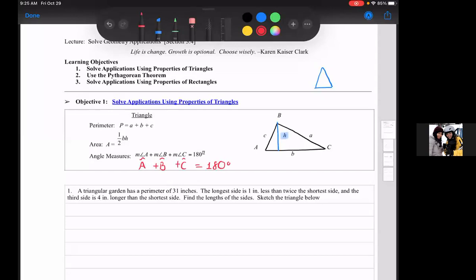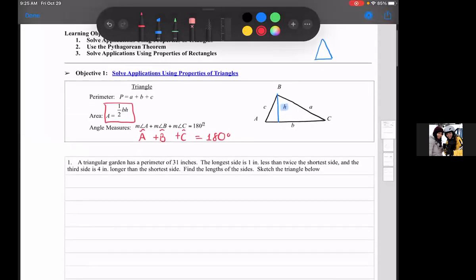So far, so good. The area is 1/2 base times height. This is the area, 1/2 base times height. We talked about this, right? Remember, a few lectures ago, we talked about the area of a triangle. All right, let's do number 1.